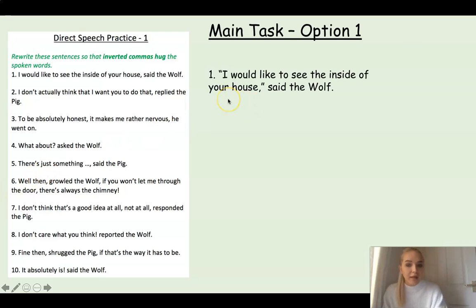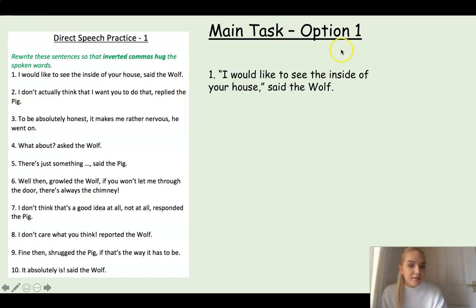Giving you an example here for number 1. I would like you to rewrite the sentence. Please don't just pop the inverted commas on there because you need to practice writing them. So number 1: I would like to see the inside of your house, said the wolf. Do you think I've got this right, and why?